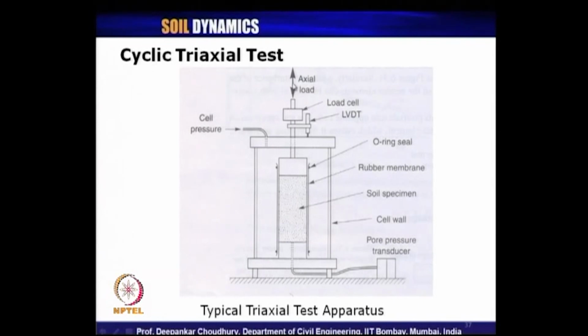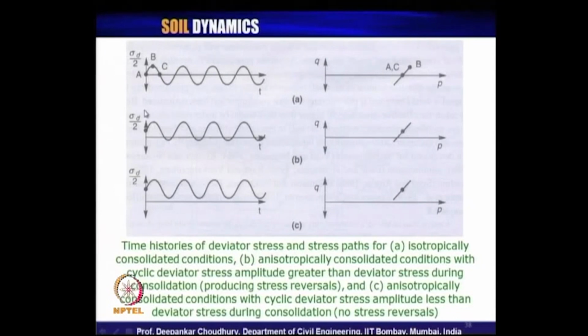And obviously, with respect to time, you should record this application of the deviatoric stress to the soil sample, and then you can get the development of pore pressures and so on. A representation of the deviatoric stress with respect to time, where you are applying the cyclic load, can follow this kind of pattern. Suppose you are providing a harmonic load as the cyclic load, so this is the typical pattern. So, what it shows are the time histories of deviator stress and the corresponding stress paths.